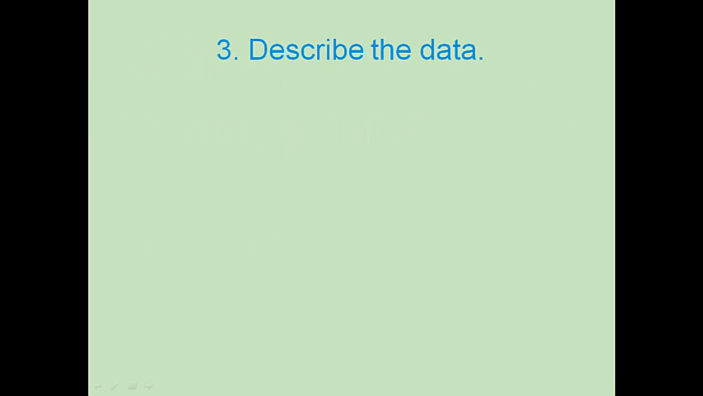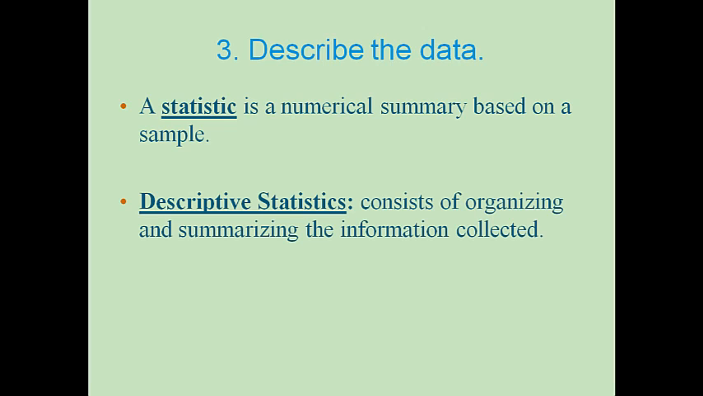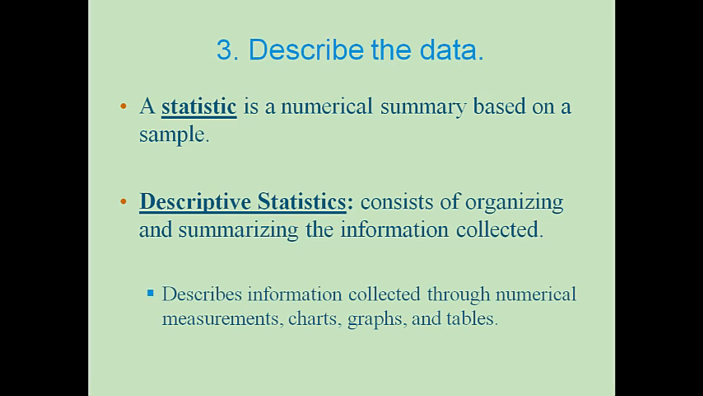The third step is to describe the data. So a statistic is a numerical summary based on a sample. Descriptive statistics consists of organizing and summarizing the information collected. This describes information that's collected through numerical measurements, charts, graphs, and tables.